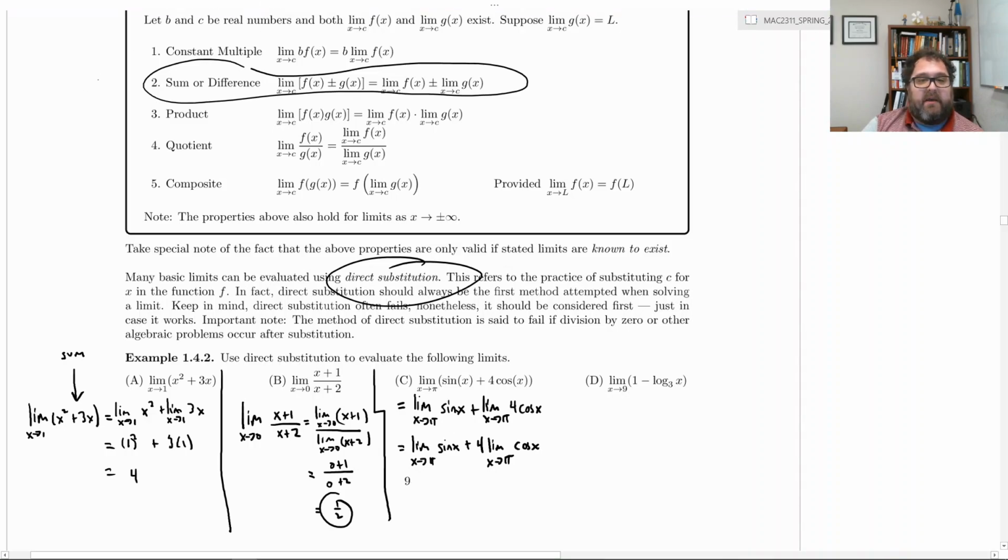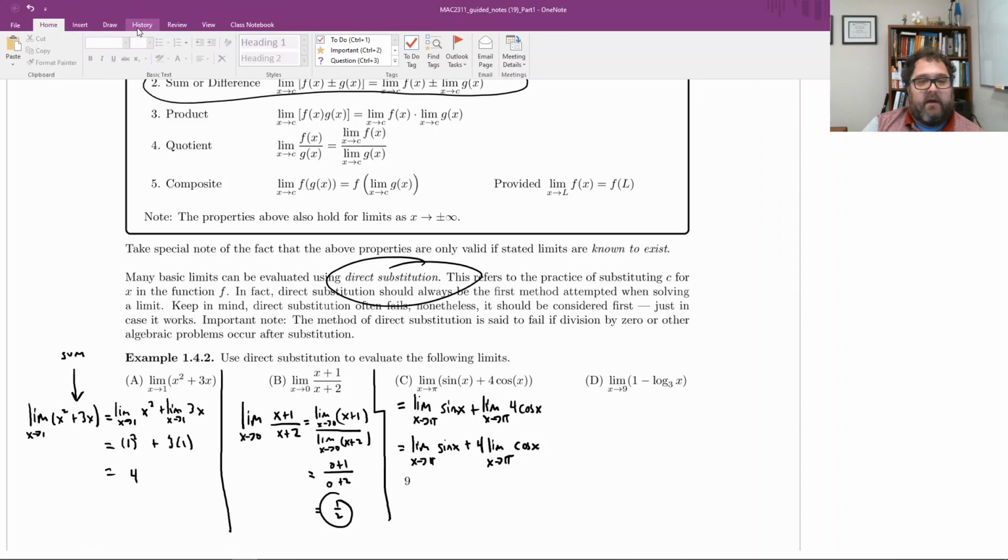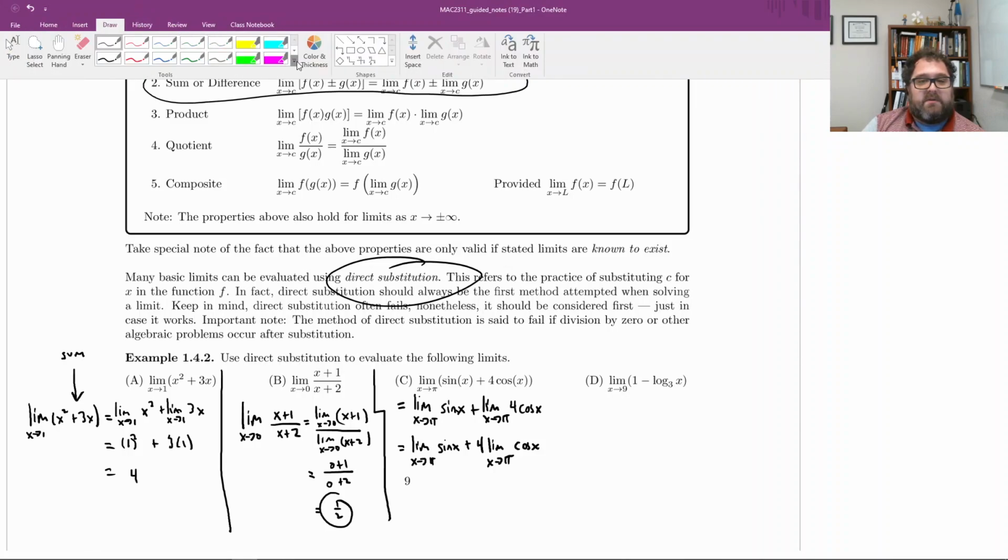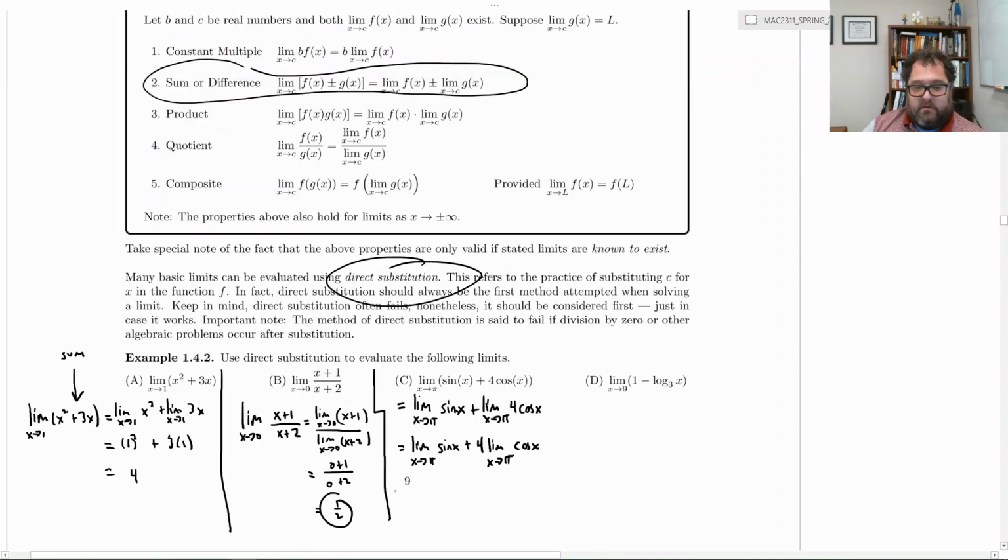Let's erase that page number. Let's see if we can do that. We can erase by finding a white pen. There we go, a white pen. All right.